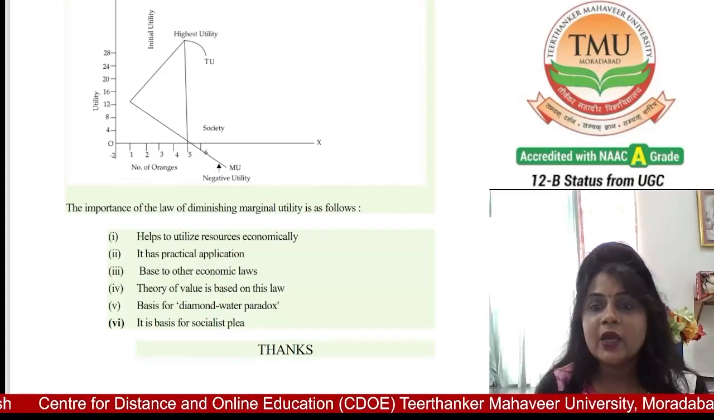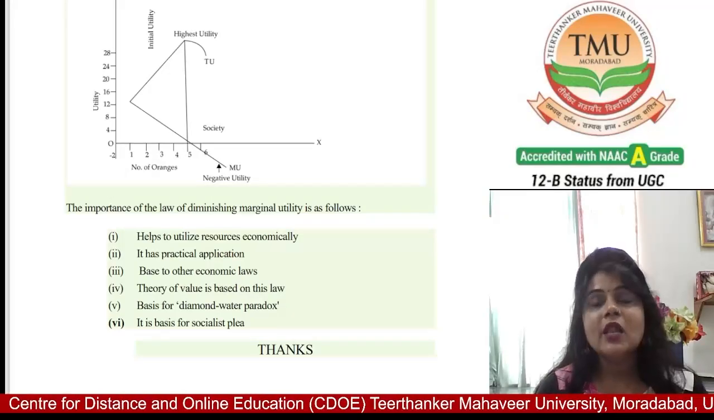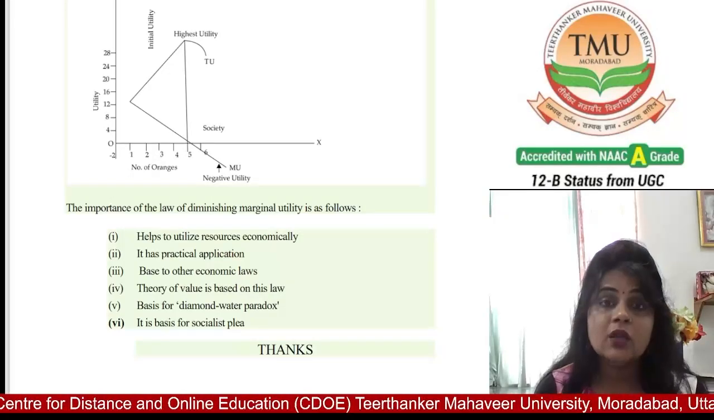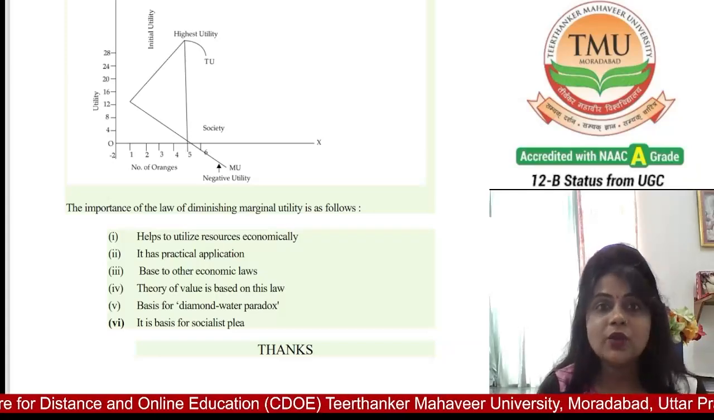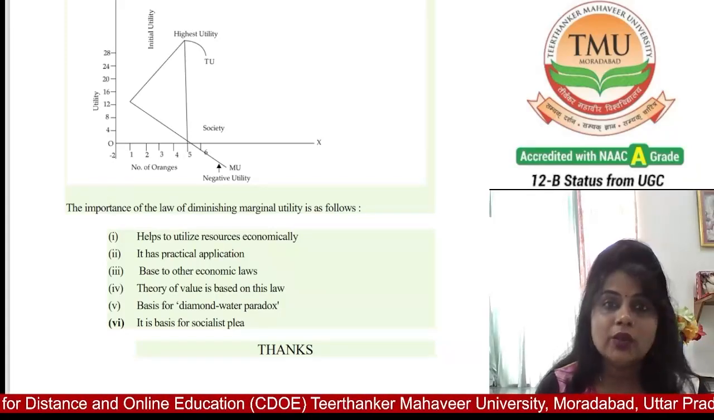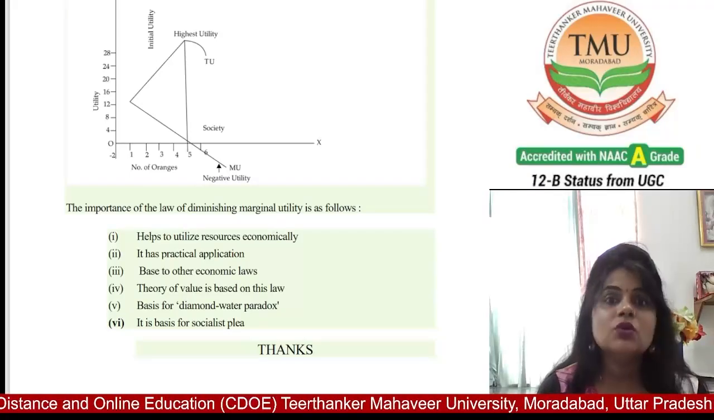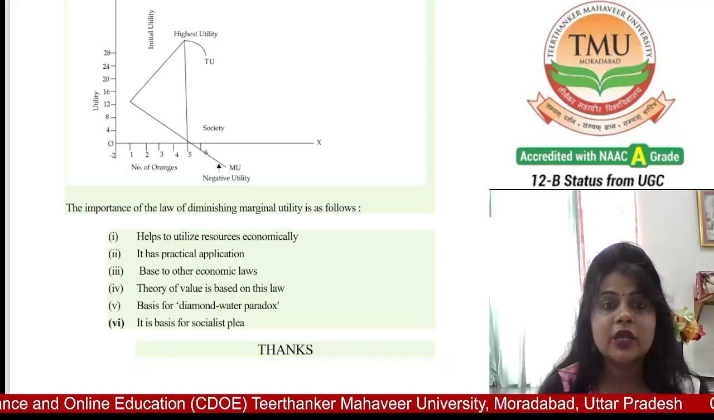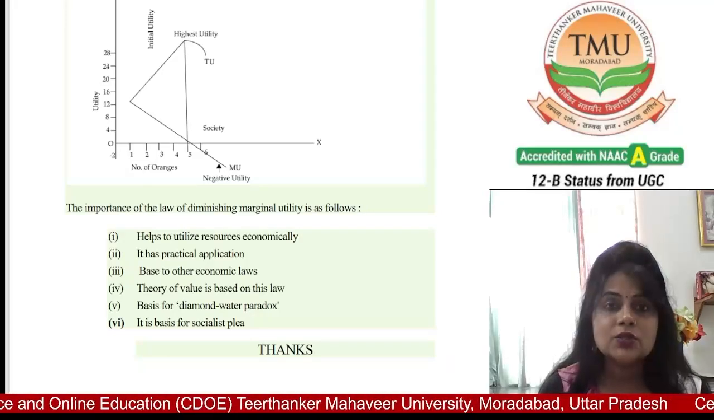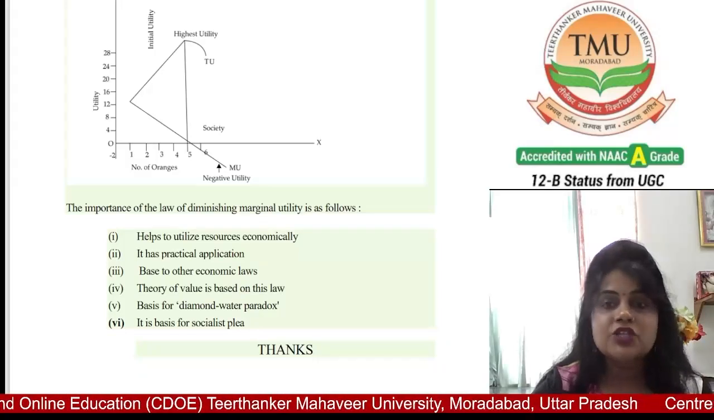Today, students, I hope you have properly understood what is the law of diminishing marginal utility, what is marginal utility, how many types of marginal utility, what is total utility. With the help of the schedule and diagram, you have also properly understood the law of diminishing marginal utility. You also understood the importance of the law of diminishing marginal utility.